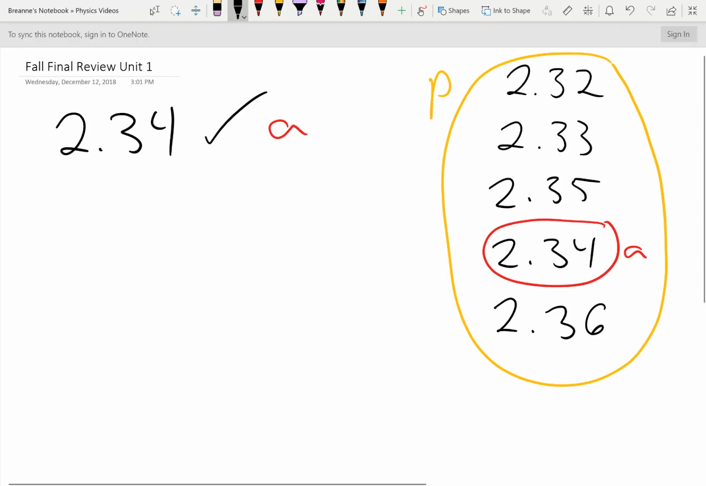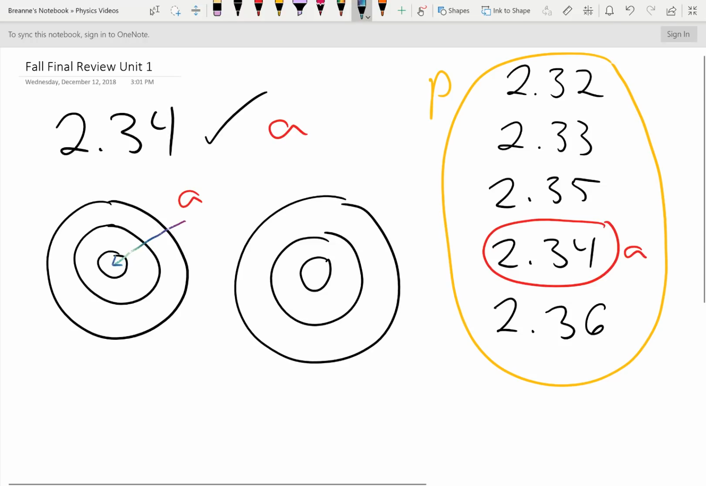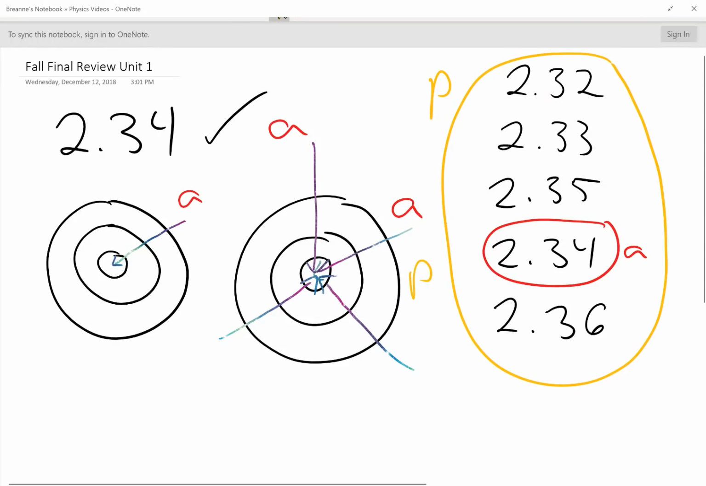I know in the video before, I used the arrow example. So hitting the bullseye with one arrow means you're accurate. Or you can be multiple things. If you have a bullseye and you've hit it with multiple arrows, you are accurate and precise.